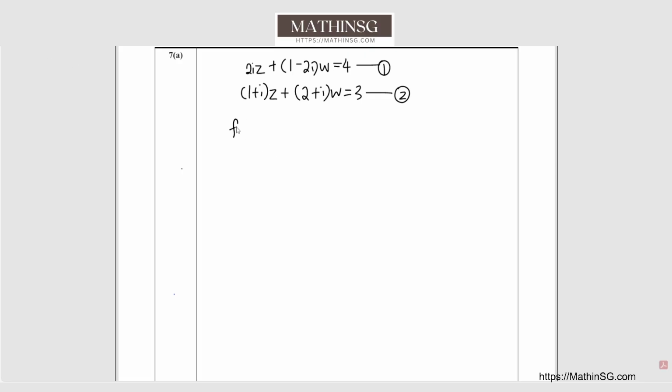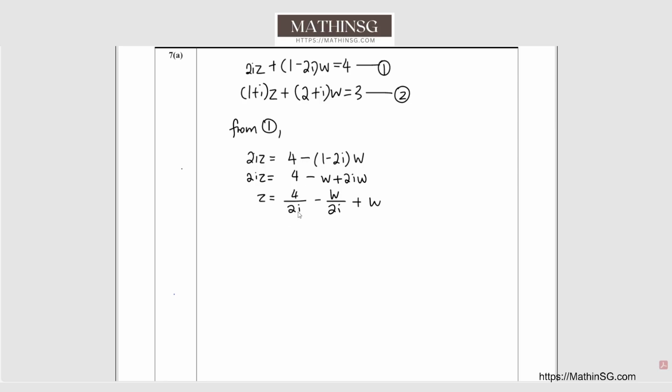So from 1, I have 2iz equals to 4 minus, I'm going to bring this over, 1 minus 2iw. So 2iz equals to 4 minus w plus 2iw. Next, I'm going to divide everything by 2i. So this is 4 over 2i minus w over 2i plus w, because 2i divided by 2i, you can cancel them. Now that I've done this, I need to evaluate what is 4 over 2i.